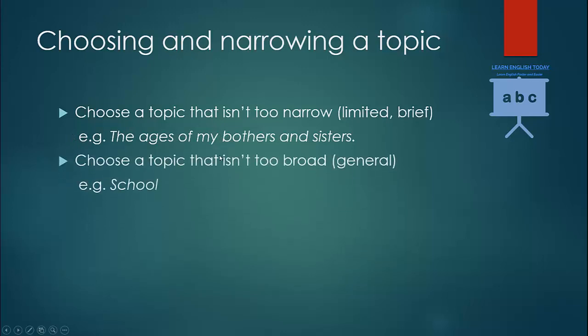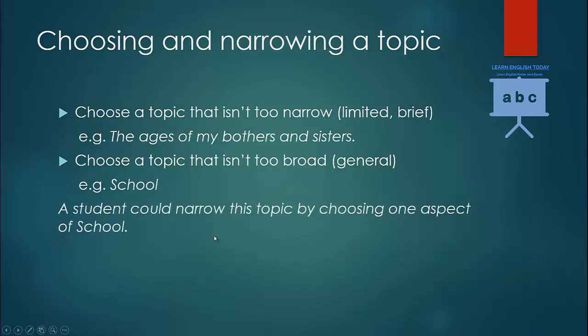And the next characteristic of a topic should be what? Choose a topic that isn't too broad or general. Something that we cannot cover in just 5 to 10 lines. So it should not be too general. For example, school. What about school? School is a very broad and general topic that cannot be covered in 5 or 6 lines. So a topic should not be too narrow or too general.